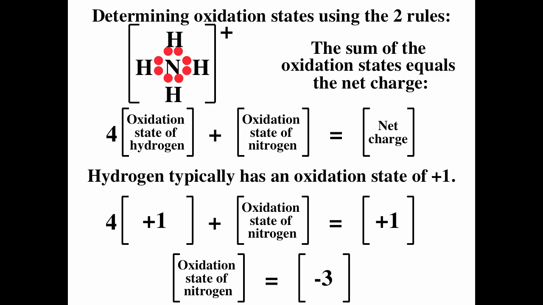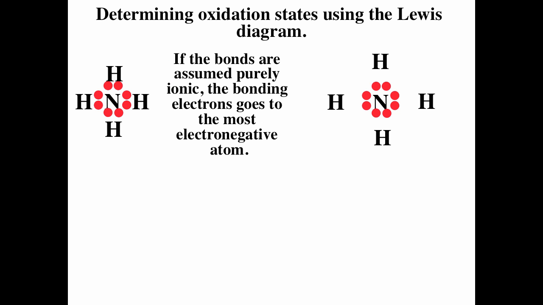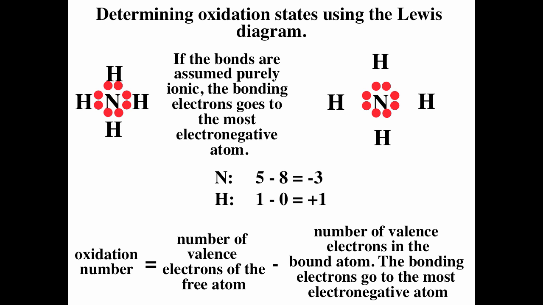Now, if we do it using the Lewis diagram, again, we draw the bonding electrons to the most electronegative, and so nitrogen's more electronegative than hydrogen. And then we do the number of valence electrons of the free atom minus the number of valence electrons in the bound atom, assuming bonding electrons go to the most electronegative.